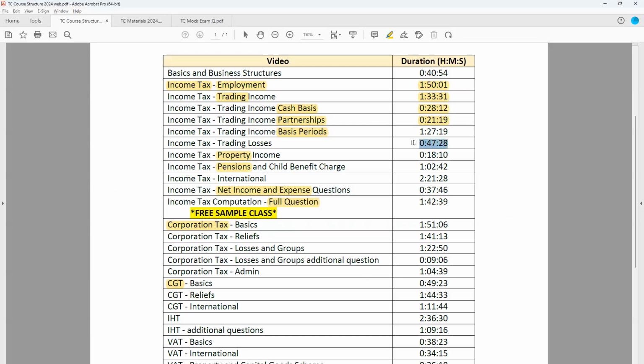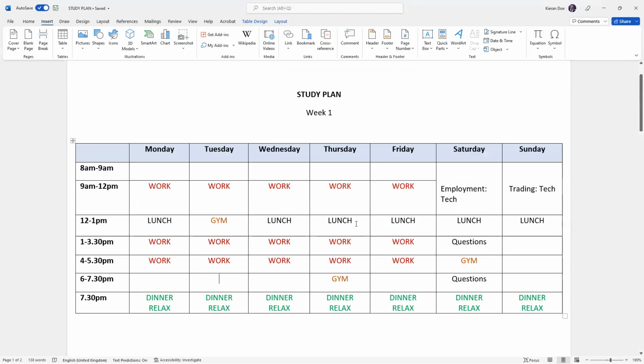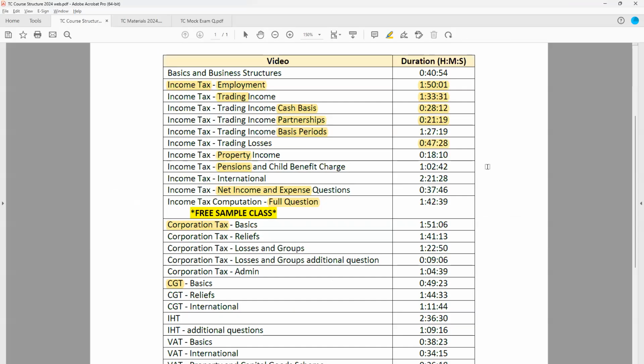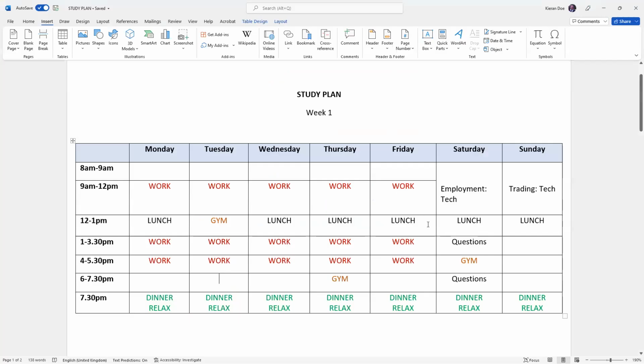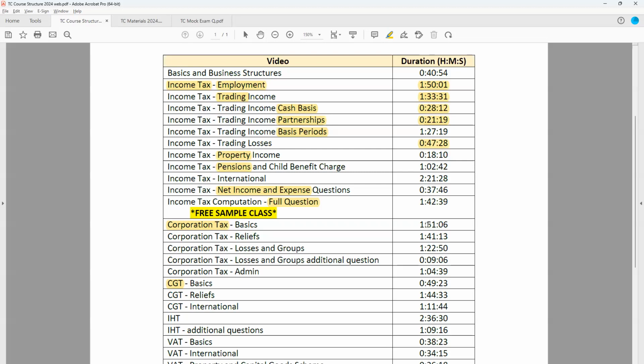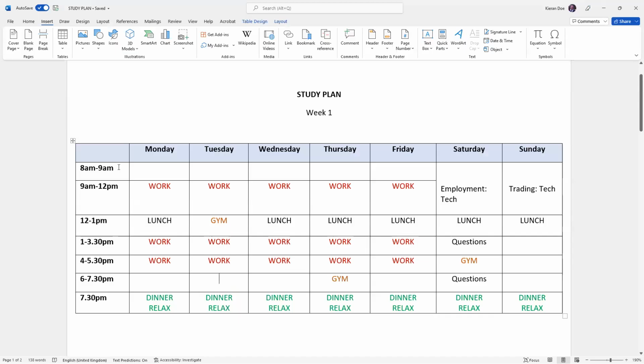And then you keep doing that, trading losses, video in the morning, question at lunch, maybe some more questions in the evening if you've got time, or it might go over a few days. So you can see how I would build that out, and I'd build that out over however long you've got between when you start preparing and the exam.